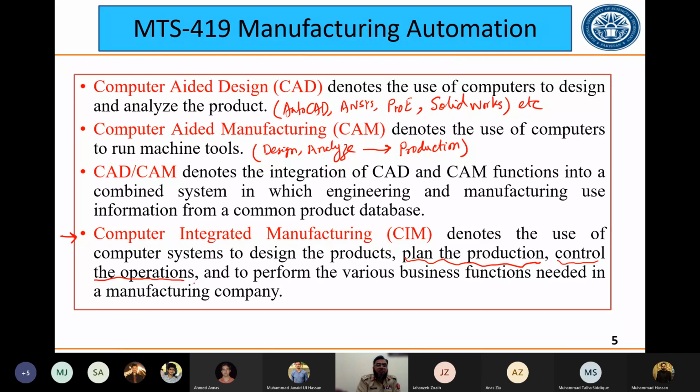operations, which ones are these? These are the manufacturing operations. Okay? So design is done, analysis is done, and when we come to manufacturing, computer integrated manufacturing comes in, which will actually be the plan of the production, then the control of the operation, and then certain business functions will also be included in it. As we move forward, we will be more clear about these business functions which are to be taken care of while we are talking of computer integrated manufacturing.